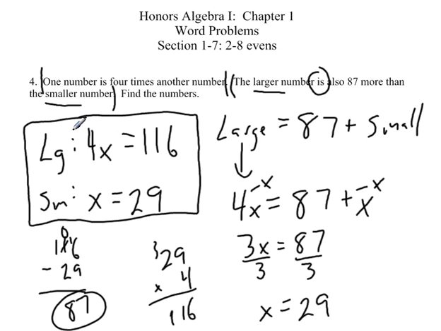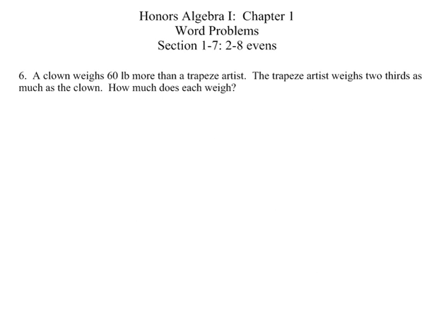So what's important is that you have a way of setting up the problem that'll help you decode the information you're getting. And then be sure to go back and answer both sections of that problem. So let's look at two more. Number 6. A clown weighs 60 pounds more than a trapeze artist. The trapeze artist weighs 2/3 as much as the clown. How much does each of them weigh?